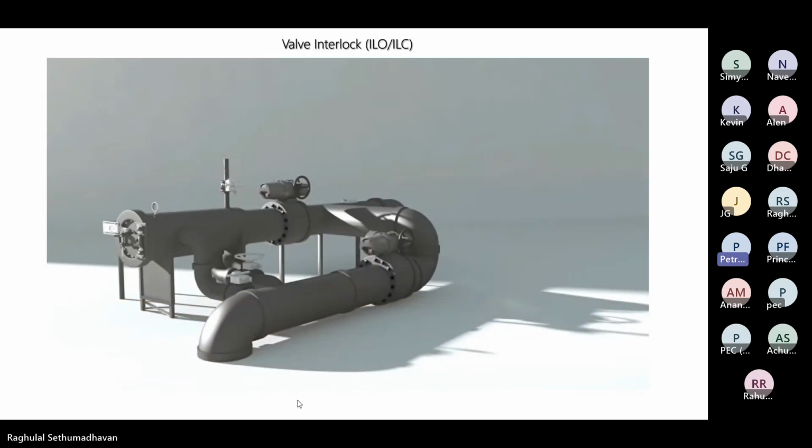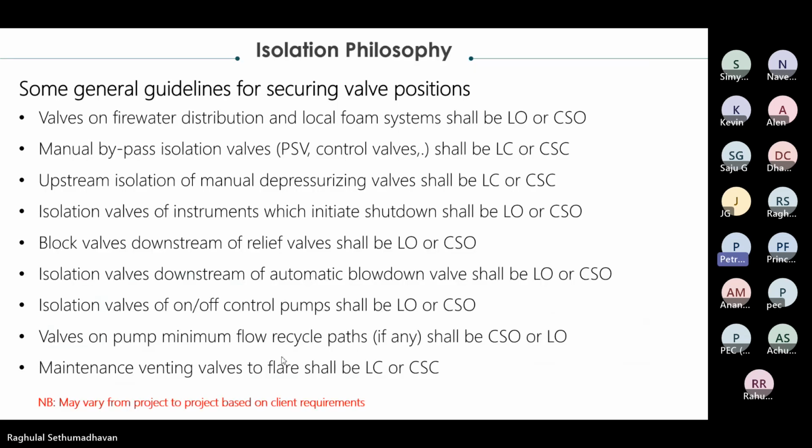Okay, there are some other general guidelines for securing valve positions. We'll see that one by one. These are some examples. Valves on fire water distribution lines will be lock open or car seal open. Manual bypass isolation valves on PSVs or control valves will be lock closed or car seal closed.